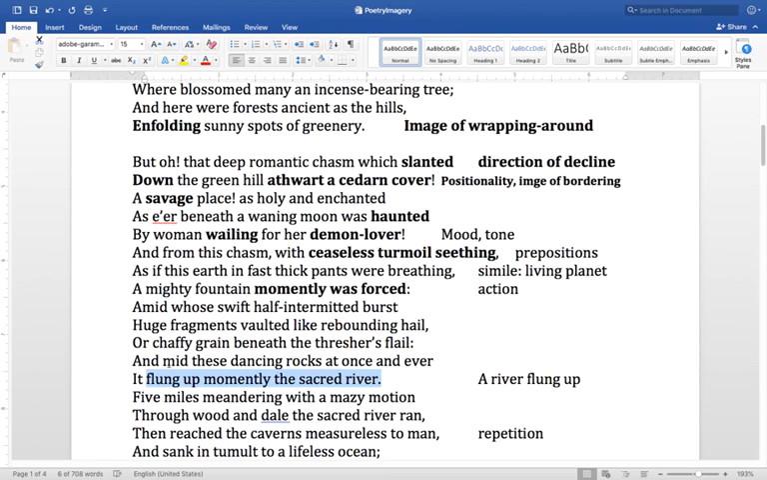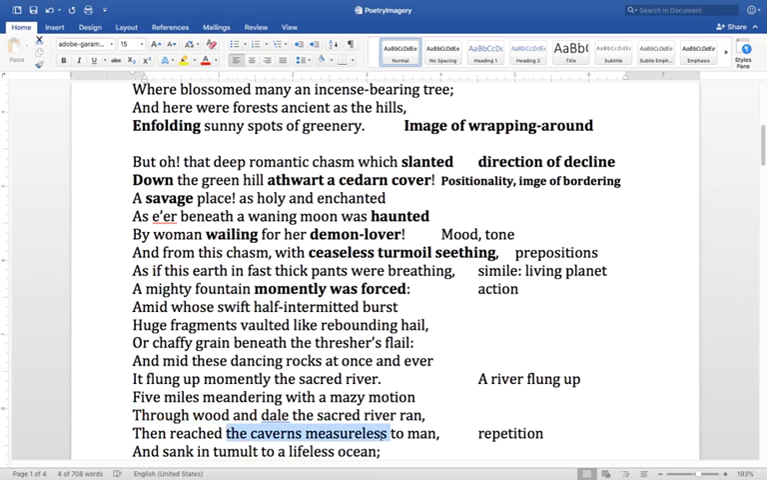And mid these dancing rocks at once and ever it flung up momently the sacred river. Five miles meandering with a mazy motion through wood and dale. And again, notice words like meandering, through wood and dale. Here's another example of alliteration. The sacred river ran, then reached the caverns measureless to man.